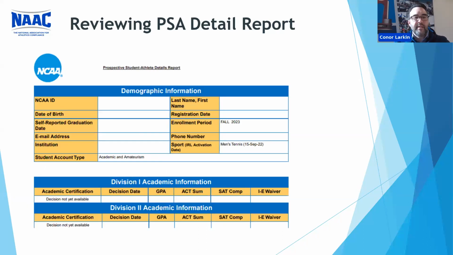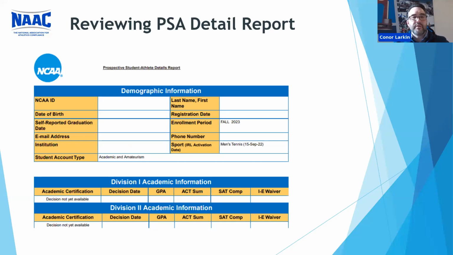You'll see the student's ID number, their enrollment period, the registration date, the student's phone number, the sport they're participating in, and the activation date. Things like that can be helpful for you to have further discussions with your coaches in terms of ongoing recruitment efforts. So this is what the Print Cert Status Report looks like.